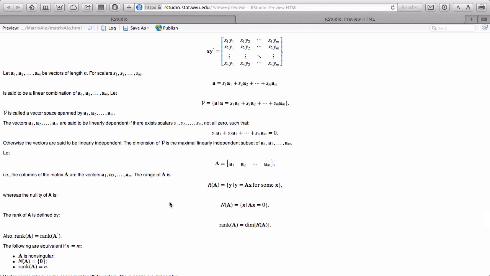So we have the range of A as the set of all y such that you can find an x such that Ax equals y. And the nullity is the set of all x such that Ax equals 0. And the rank of A is equal to the dimension. So the rank is an extremely important concept. And statistically speaking, it refers to the possibility of having collinearity.